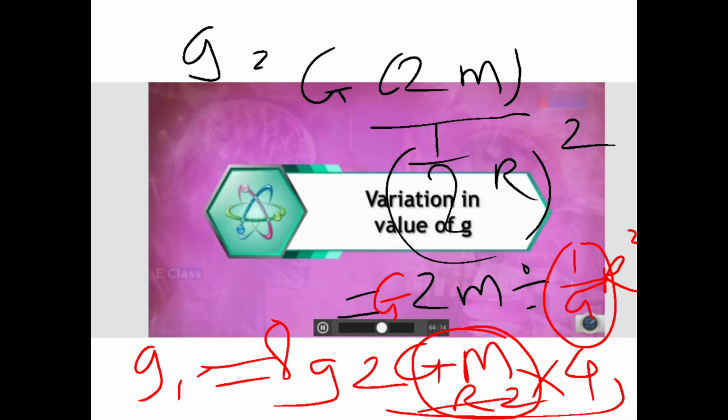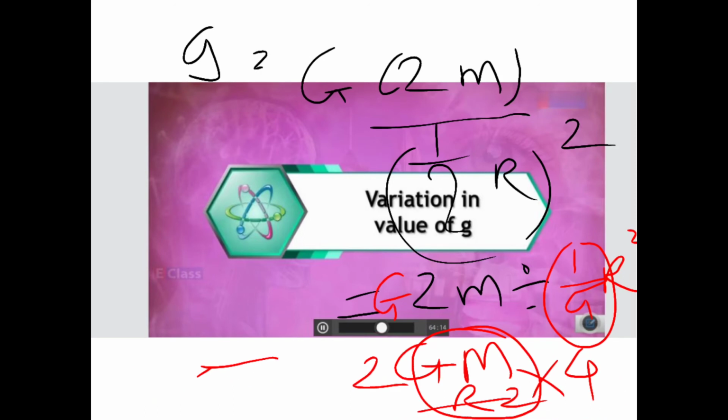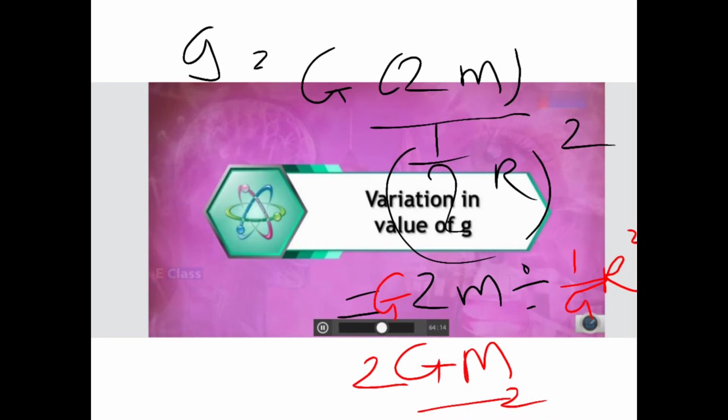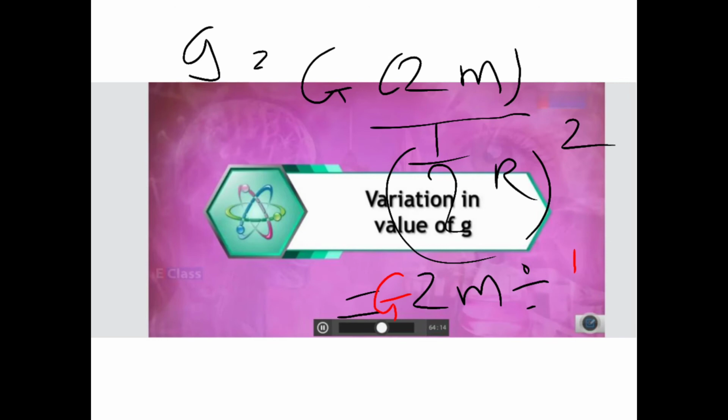That means if the mass of the earth becomes double, and if the radius reduced to half, then it will become 8 times the present force. So this way different value of mass and radius you can take, and you can calculate the value of G in that changed situation. Okay.